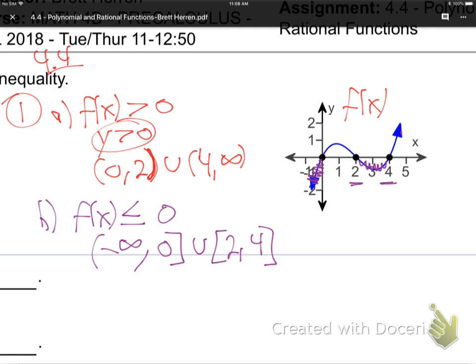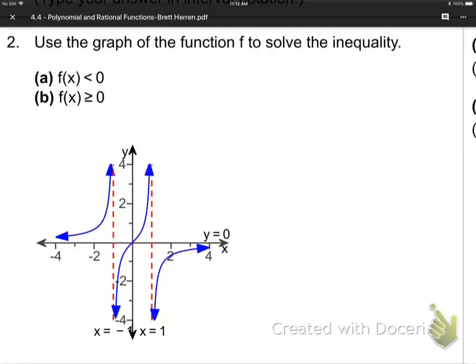When you have the picture, though, it's pretty obvious, right? Where's the function above 0? Between 0 and 2 and 4 to infinity. Where's it less than or equal to 0? Negative infinity up to 0, and from 2 to 4. And if you got the bar, you do the brackets on the numbers, never on the infinity. So there we go. Let's try doing part A. I want to draw that graph on your paper, and we'll see if we can do part A.